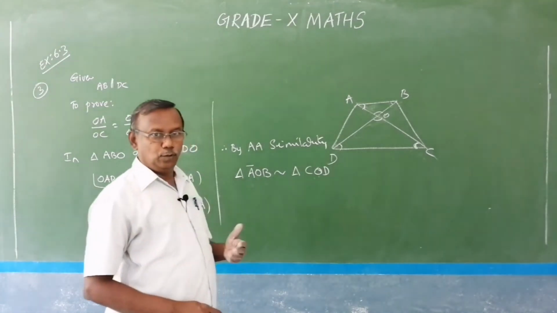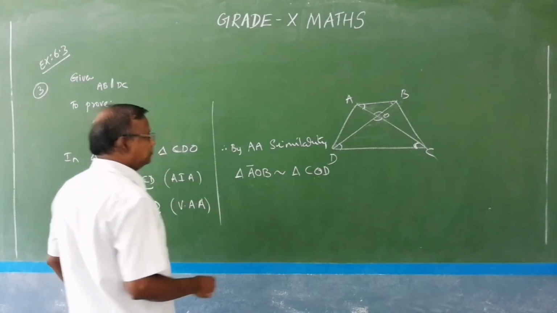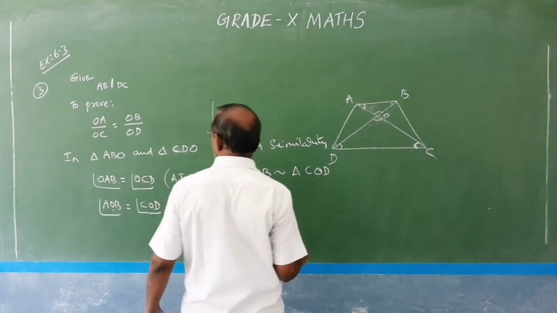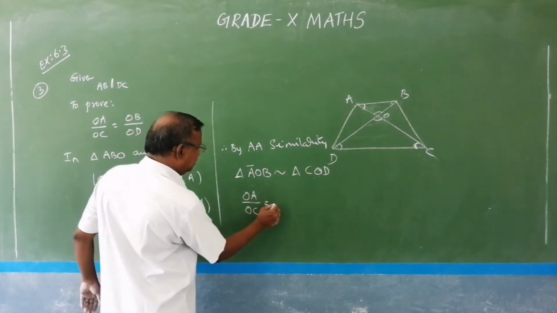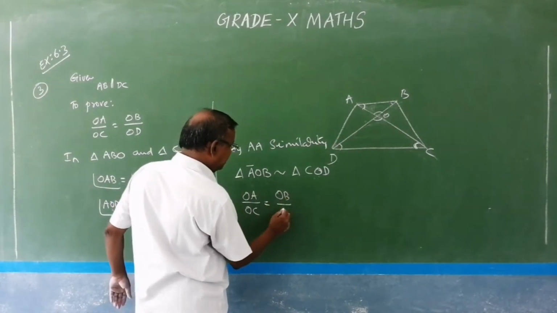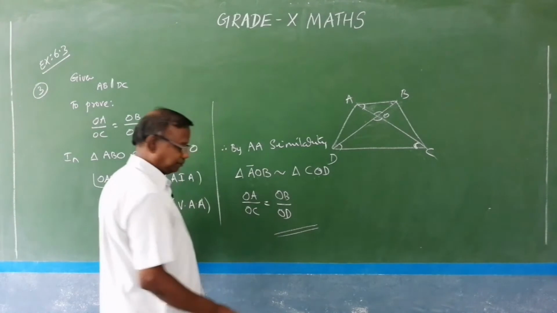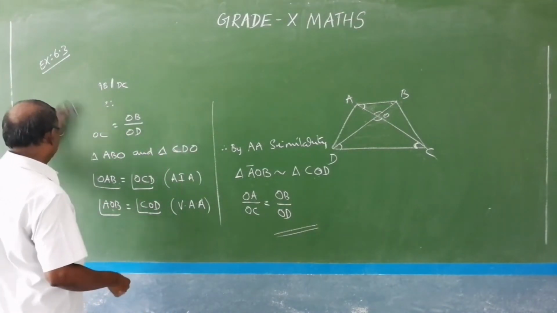Therefore by similarity, if two triangles are similar, then their corresponding sides are in the same ratio, that is OA by OC equals OB by OD. Hence proved. Let us solve problem 4.